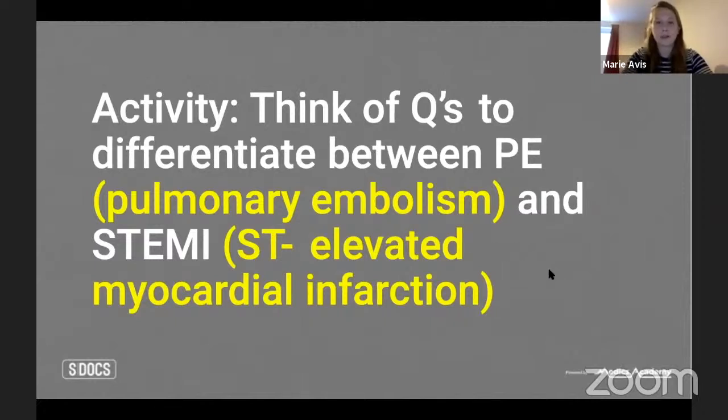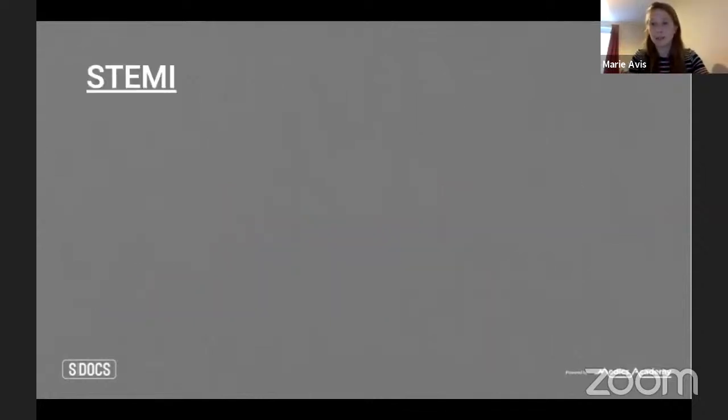Okay, so here are the ones I came up with, and they might not be the same as yours. Don't worry about it. There's a million questions you could ask, but I came up with some just generic ones. So for an ST elevation MI, I thought you could ask about the character of the pain. And by character, I mean, is it sharp? Is it dull? Is it achy?